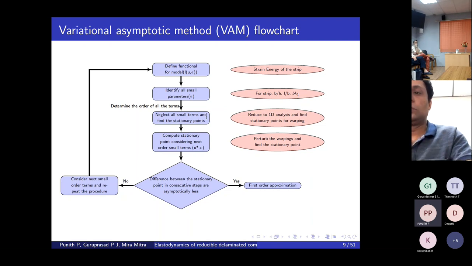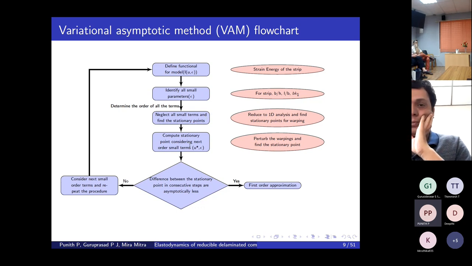Once we know the strain energy, we can next minimize it to find the solutions of unknowns in the strain energy. In this problem, we have local displacements or warpings as the unknowns, which have to be determined in terms of global displacements or rigid displacements. The local warpings are the local displacements in the cross section, which can be expressed in terms of the global displacements. By continuously following the loop, we can asymptotically find the solution for the local displacements in terms of the global or rigid body displacements. Once we have the local displacement solution in terms of the global displacements, the model can be reduced to an equivalent 1D beam.